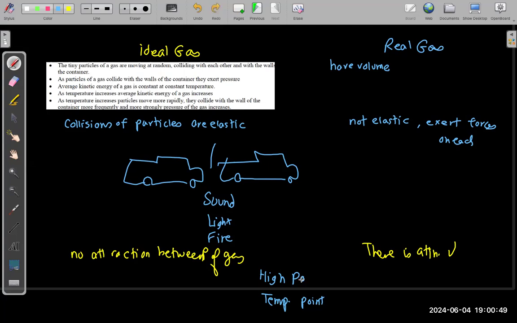High pressure and low temperature, because these are the points at which there will be much attraction. So the particles, there is attraction, so the particles will be like the real gas. They will ask you in the exam, where is the point when the gases become real? I will tell him that this happens when the pressure is high and the temperature is low.